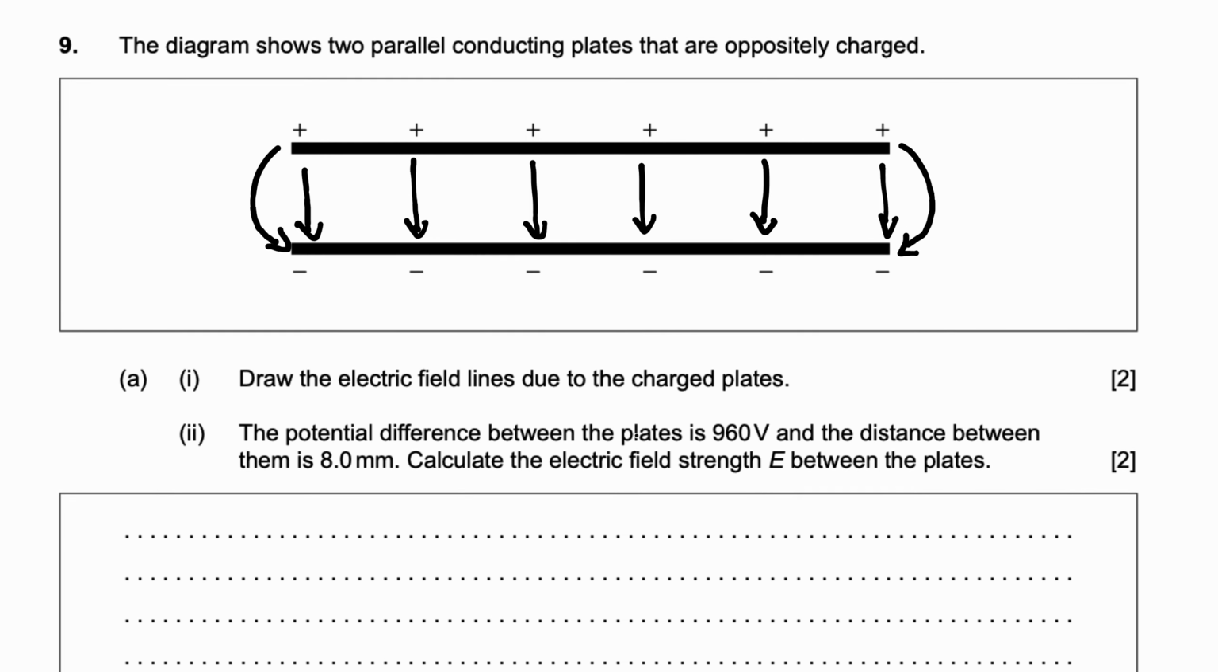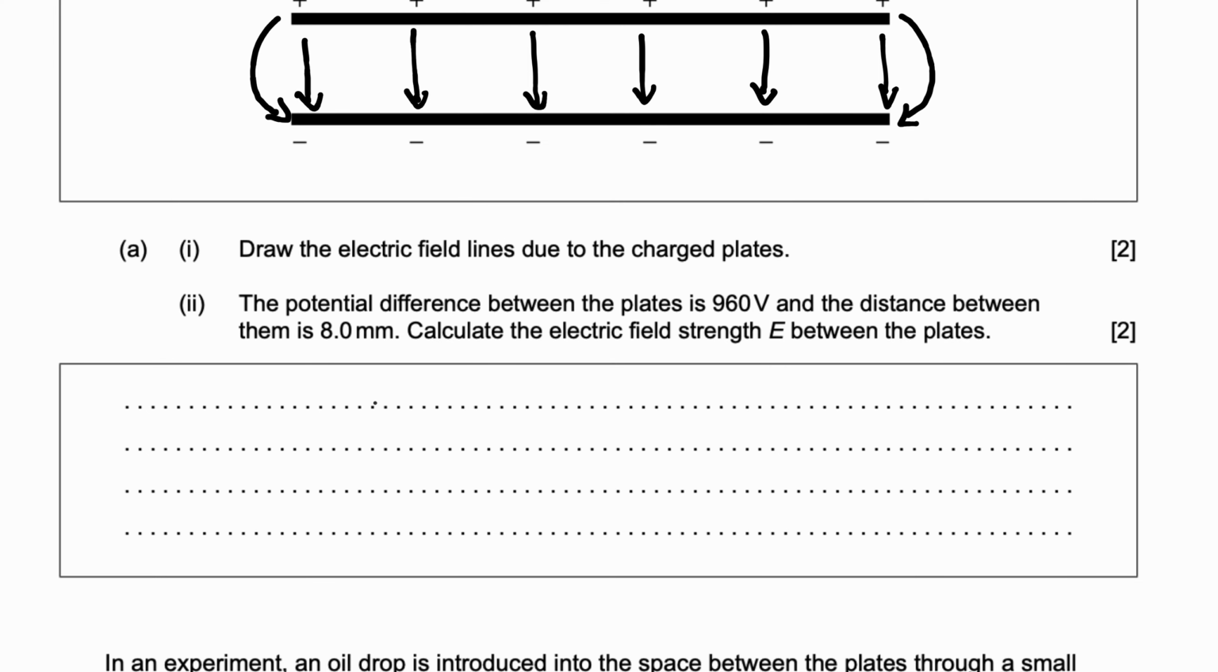Okay. Part 2. The potential difference between the plates is 960 volts and the distance between them is 8 millimeters. Calculate the electric field strength E between the plates. Now in your data booklets, you have an equation E is equal to V over D, right? This is in your data booklets and we have all the necessary values to fill in this equation. We can say that E is equal to the potential difference 960 volts over the distance between them. That's what D represents, and D needs to be in meters.